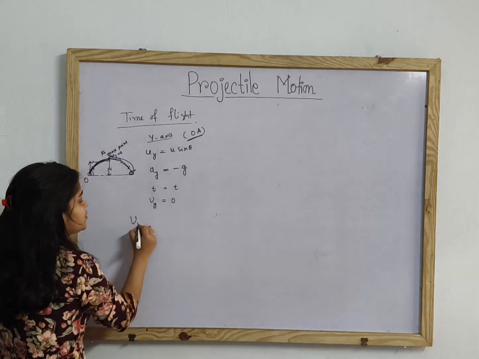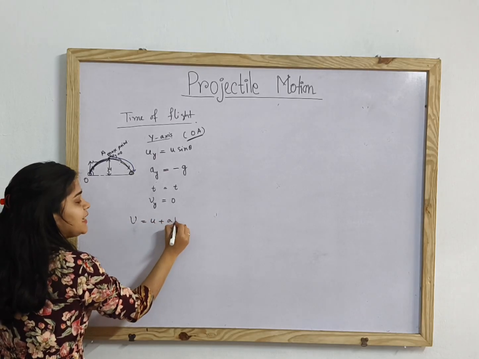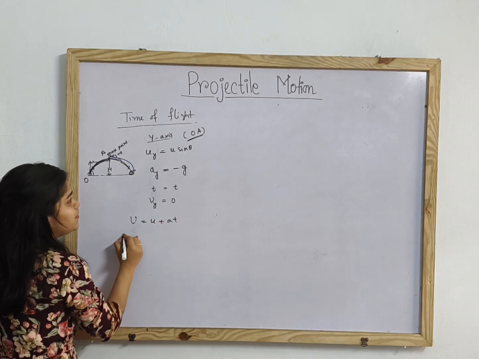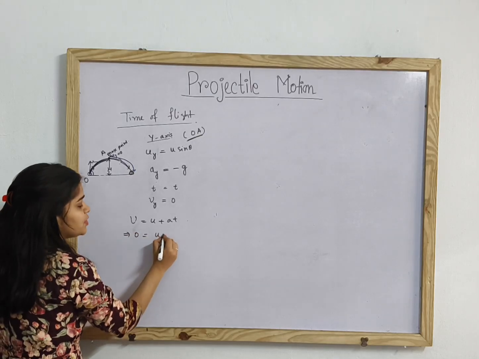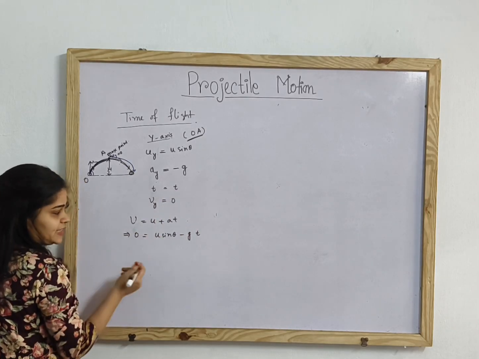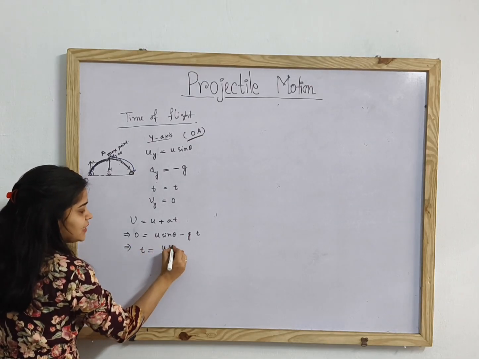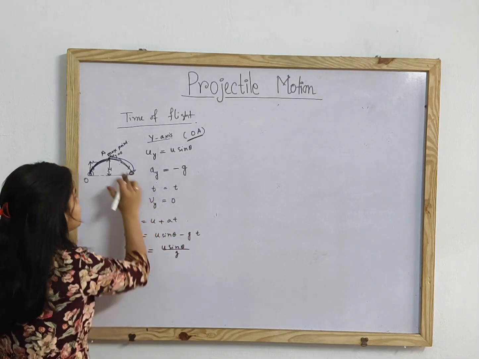Now can you use the formula V is equal to U plus at, right? So what is V? V is 0. What is U? U sine theta. What is a? This is minus g. What is time? The time you have taken is T. So from this you have T equal to u sine theta by g. So this is the half time.